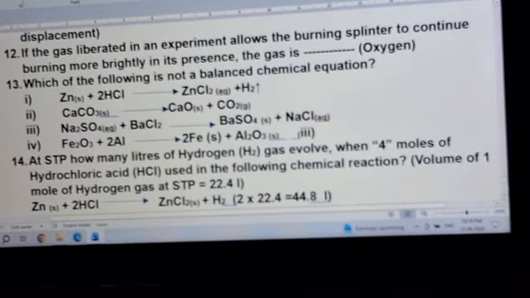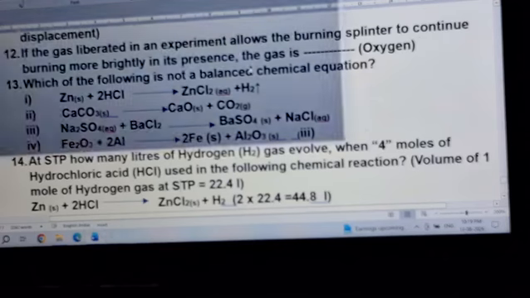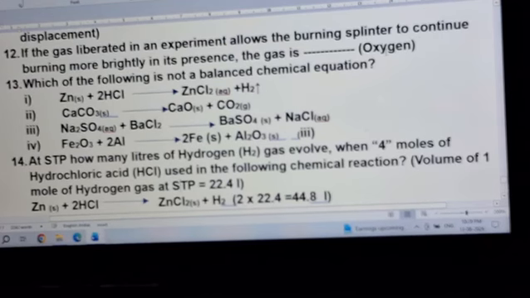If the gas liberated in an experiment allows a burning splinter to continue burning more brightly in the presence of the gas, then the gas is definitely oxygen. Testing for oxygen: if you keep a burning splinter and it burns vigorously, the released gas is oxygen. If the flame is put off with a pop sound, that is hydrogen. Those are the characteristics of oxygen and hydrogen.